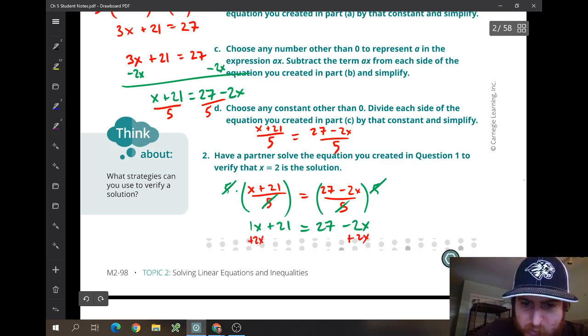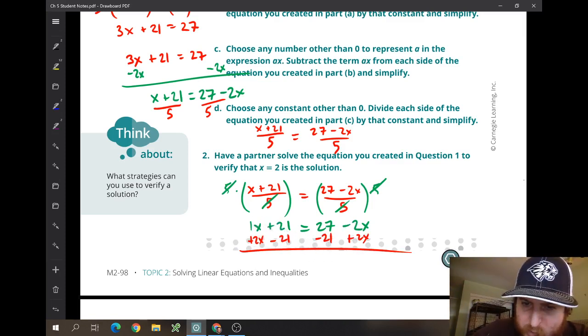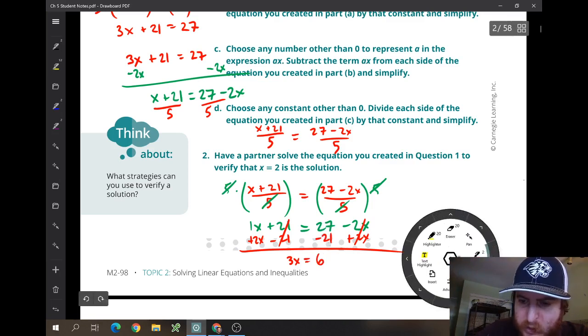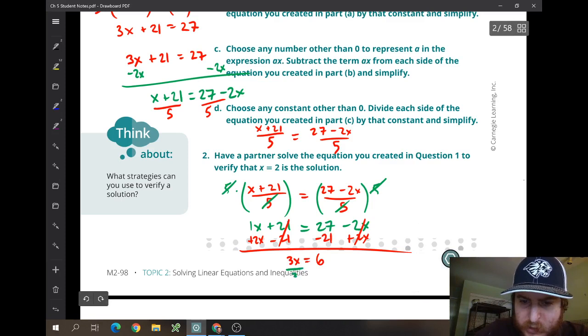And I'll show this time subtracting 21 at the same time. Right? You can do that. So I want to move the x's to my left. I'm going to move the numbers to the right. So the 21's cancel, the 2x's cancel. 1x plus 2x is 3x, equals 27 minus 21 is 6. Then we will divide both sides by 3, and that leaves us with x equals 2.